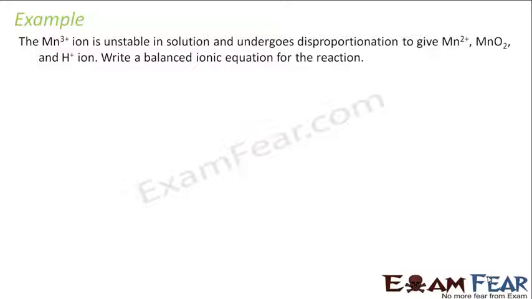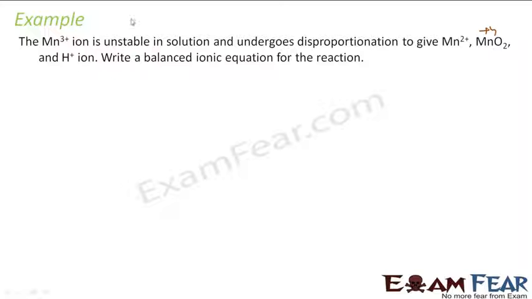So we have one more question. It says that Mn3+ is unstable in solution and it undergoes disproportionation to give Mn2+ and MnO2. MnO2 will have plus 4, right? Mn2+ and Mn4+ and H+ ions. We have to write the balanced ionic equation for this reaction.